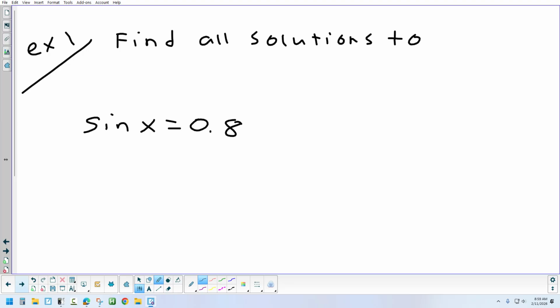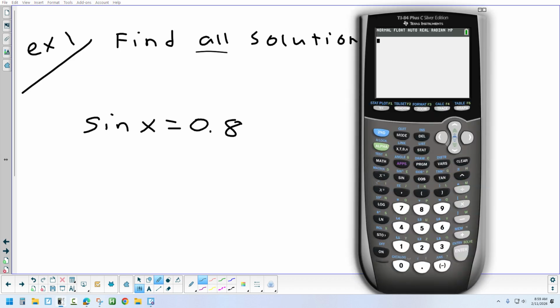So let's try this one. And it does say all. So keep that in mind. All right, how would I do this on the calculator? What would be my first step? So if I was solving this problem without any directions, yes, I would do inverse sine on both sides. I would not use a graphical approach to do this problem, but this whole lesson is about graphing. So we are going to use a graphical approach.